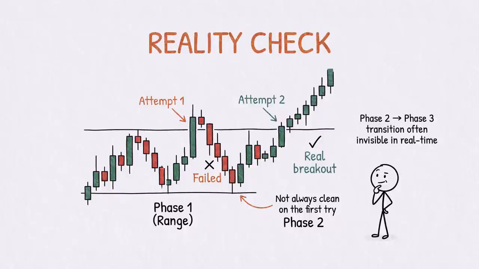In real time, the transitions aren't always clean. The breakout from accumulation into participation sometimes fails on the first attempt. Price breaks out, comes back into the range, and breaks out again later. And the shift from participation to distribution? You often only recognize it after the fact. That's why context matters more than precision.